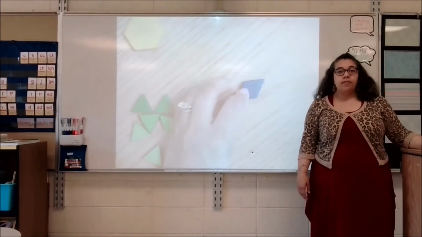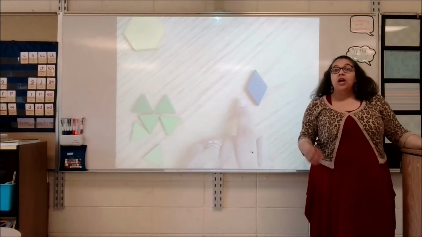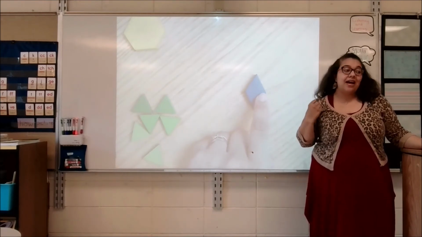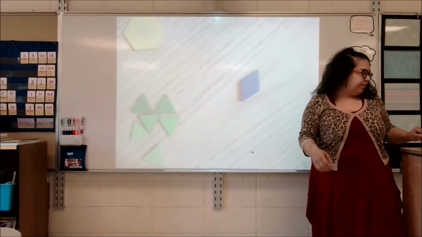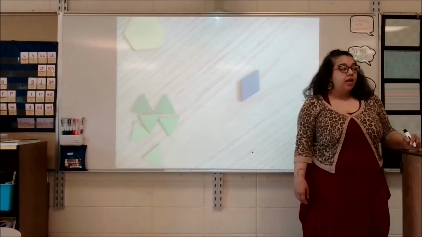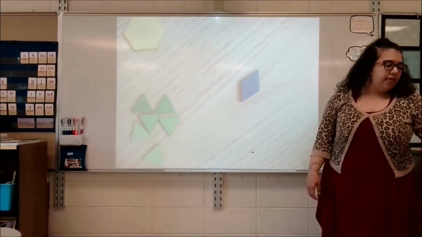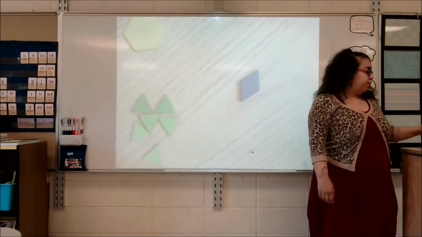So, do you remember what this shape is called? Okay, I heard some of you refer to it as a diamond. What is the math name for this shape? What is this blue shape right here called? Correct. It is a rhombus. It is a rhombus. That blue shape is a rhombus.